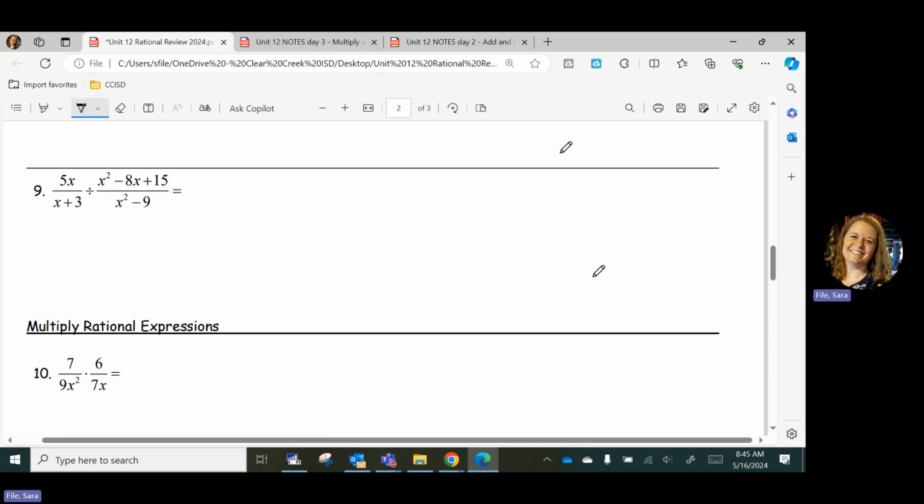All right, last dividing one. We need to keep, flip, change. So I'm going to keep the first fraction as it is, and there is nothing to factor in 5x or in x plus 3. I'm going to change it from division to multiplication, and I'm going to flip this fraction. Now, the x squared minus 9, that is a difference of squares. We just factored that in an earlier problem, but now it's going to go to the numerator, and it factors to x plus 3, x minus 3. Now, what was in the numerator now goes to the denominator, and I'm going to try to factor that.